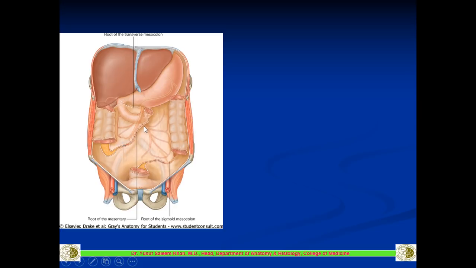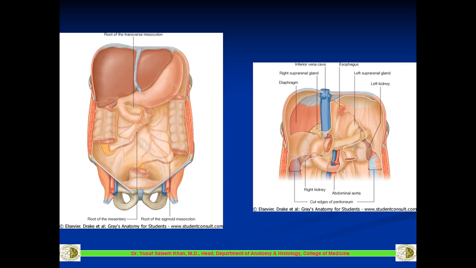So you can see the mesentery for the small intestine, then the mesentery which is called a mesocolon for the transverse colon. Similarly, even the sigmoid colon has a mesentery that is called the sigmoid mesocolon. So that part also has been removed. Whichever organ has a mesentery or a similar fold has been cut and removed in this picture. In the second picture, whichever organs are retroperitoneal, those organs have been removed.